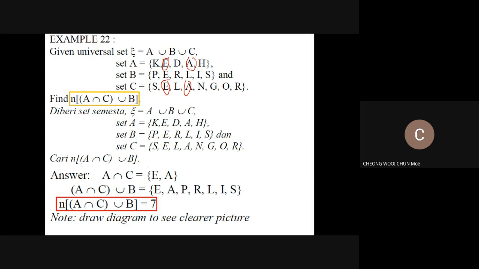Usually you put alphabetical order, easier, but this one, because the letters are not following alphabetical order, no need. Then the rest of B is PERLIS, so E we already have, no need. R, L, I, S, so cannot repeat the same letter. Then the number of elements is 1, 2, 3, 4, 5, 6, 7, so 7. You can draw a diagram to see the picture if you want.